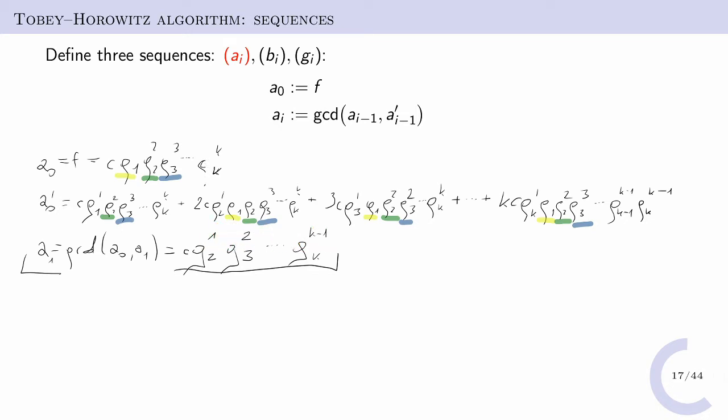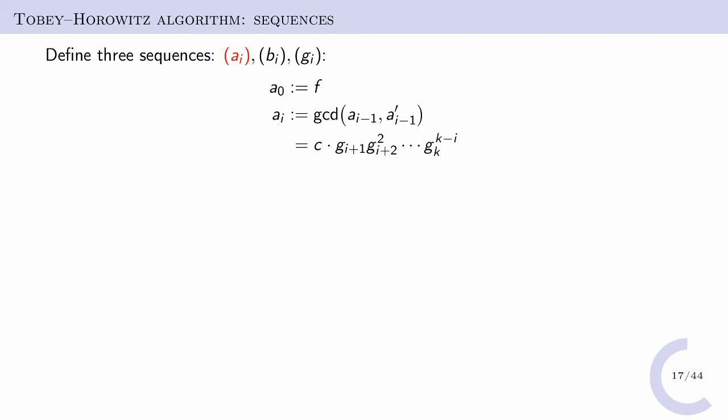We can now inductively apply the same thing to all the remaining a_i's. And what we get is that a_i is just c times the product of g_{i+1} to the first power, g_{i+2} to the second power, and so on, till g_k to the (k minus 1) power. So this is a_i. This is the first of these three sequences.